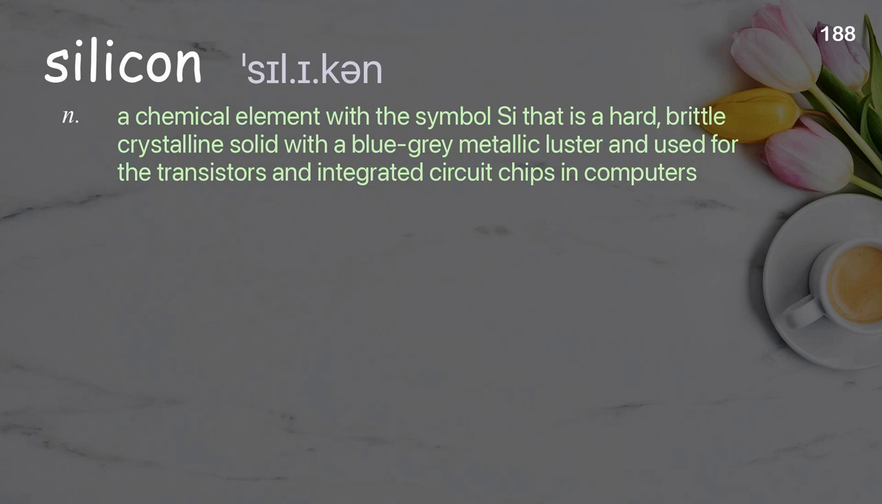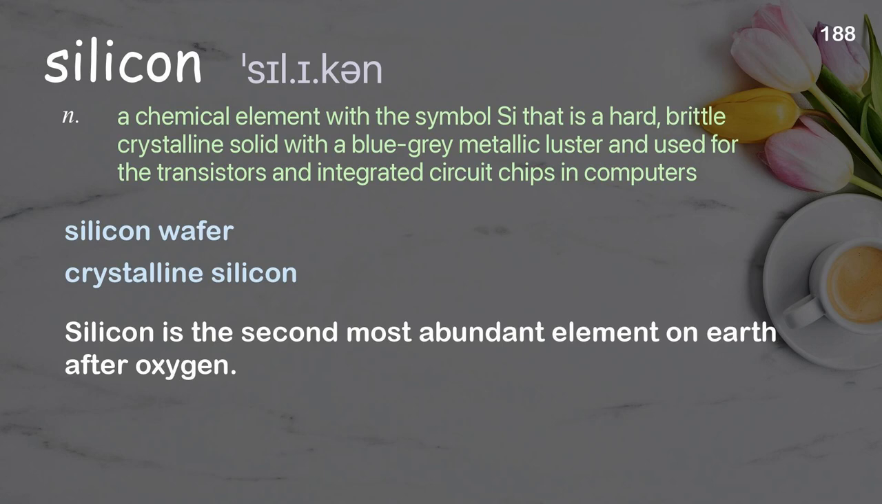Silicon. A chemical element with the symbol Si that is a hard, brittle crystalline solid with a blue-gray metallic luster and used for the transistors and integrated circuit chips in computers. Examples: silicon wafer. Crystalline silicon. Silicon is the second most abundant element on Earth after oxygen.